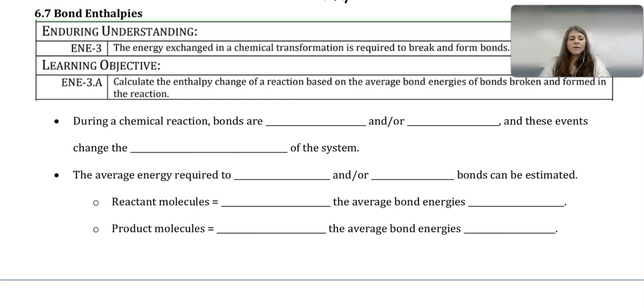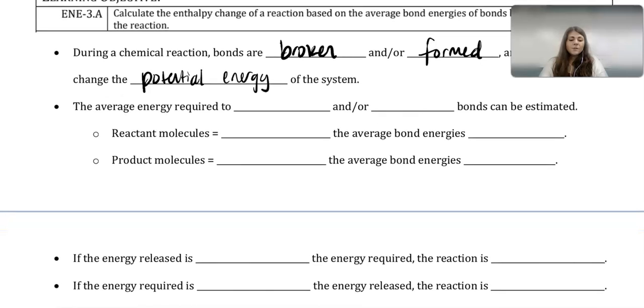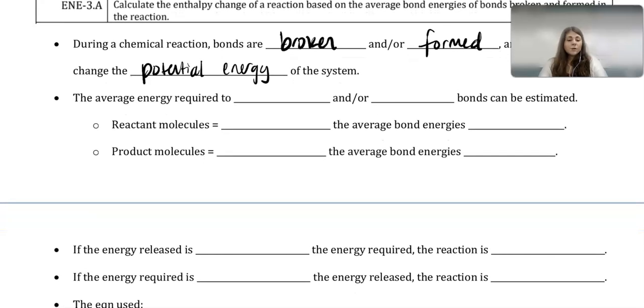Okay, so during a chemical reaction, bonds are broken and/or formed, and these events change the potential energy of a system. The average energy required to break and form bonds can be estimated, okay? So for our reactant molecules, we're adding up the average bond energies absorbed.